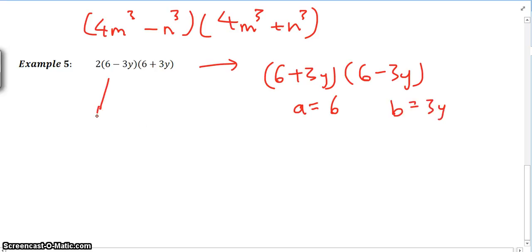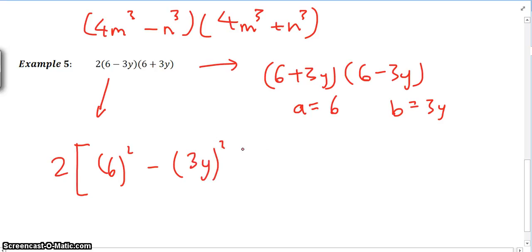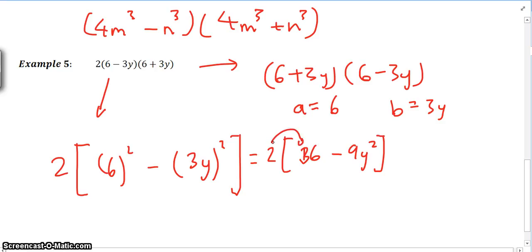So let's put this back into this case here. So this becomes 2 brackets. So your a value is 6, so that becomes 6 squared, and that becomes minus (3y) squared. So from here we can then expand, before we expand we'll just calculate these values. So this becomes 2 times (36 minus 9y squared), and from here we expand the 2 out, and so what we get is 72 minus 18y squared.